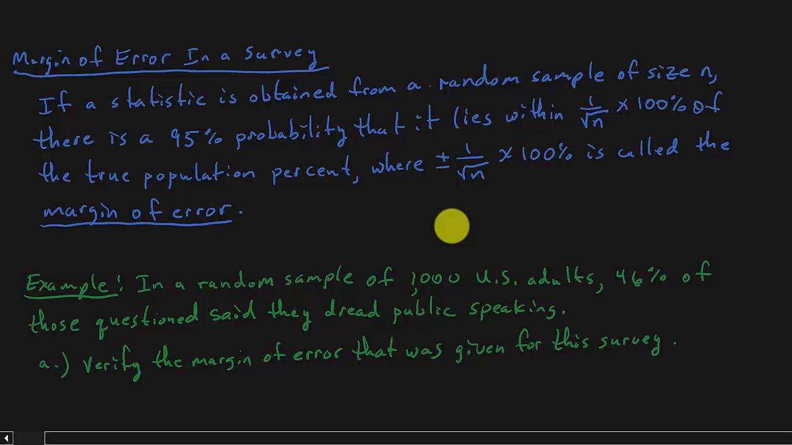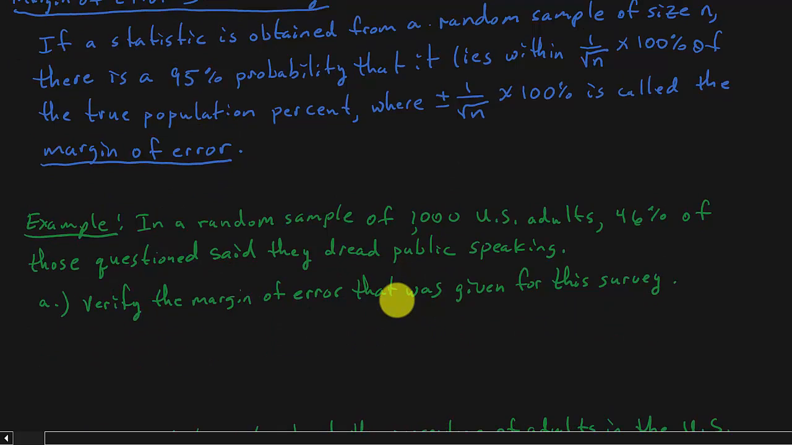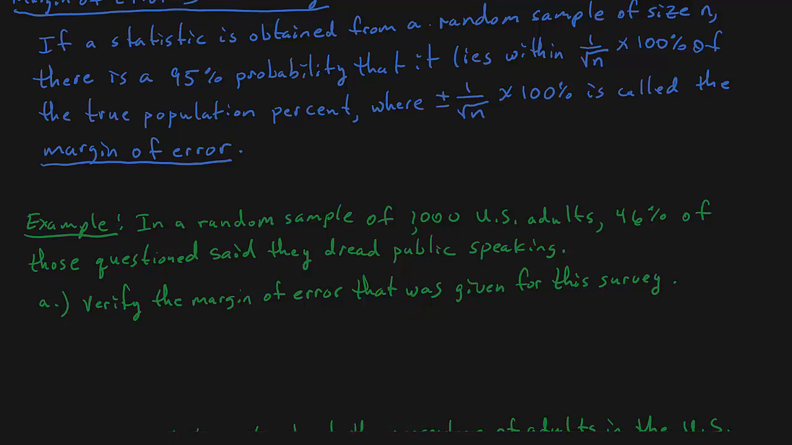All right, let's look at this as an example. Let's just go straight to the example. It says in a random sample of 1,000 U.S. adults, 46% of those questioned said they dread public speaking. Verify the margin of error that was given for this survey.